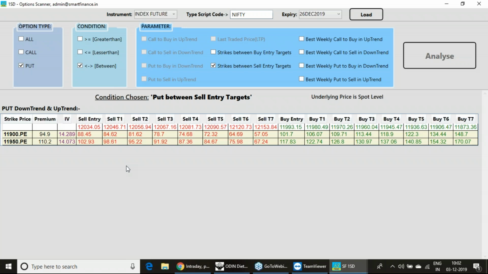It is suggesting me these two strikes, and that is also at spot level. It is telling me once spot Nifty comes to 11,993, spot level is being used here, I can buy these options, keep a stop loss of 88, and these are the targets. When the spot level moves to 11,980, 970, 960, 945, all these targets will come for me. Why these two strikes? Why not other strikes?